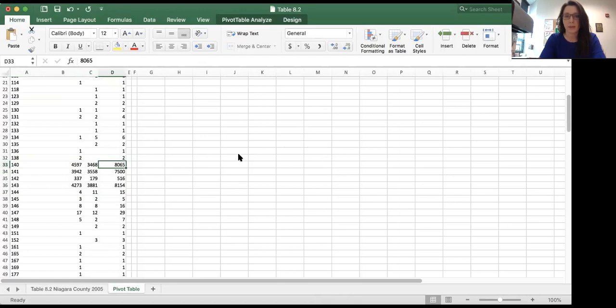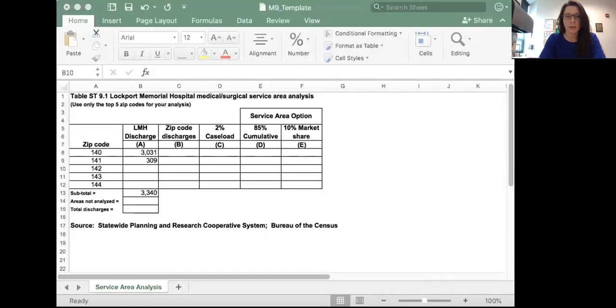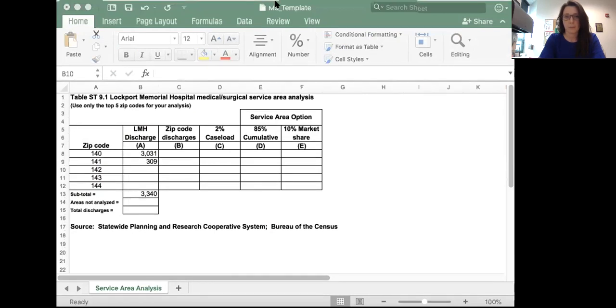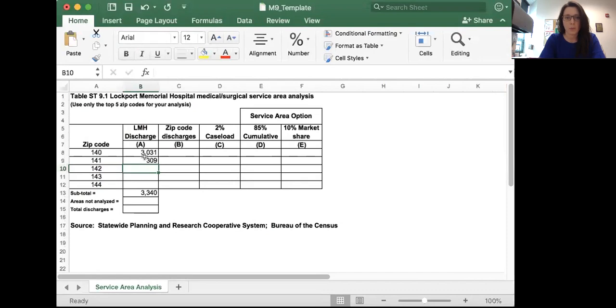So if we go back to our PSA analysis, let me make sure I've got the right one. Okay, so we come back here, we are going to be putting for 140, the total discharges from that zip code were 8,065, and from 141 was 7,500. Okay, again, I'm not going to go through and do all this. I want to make sure that you can still do this analysis and get a chance to practice on your own.